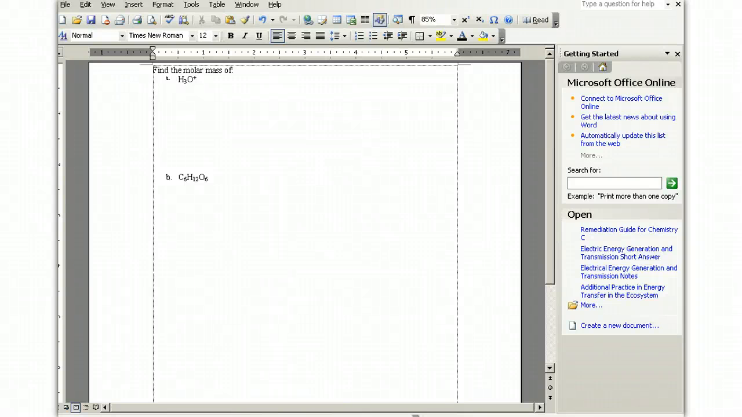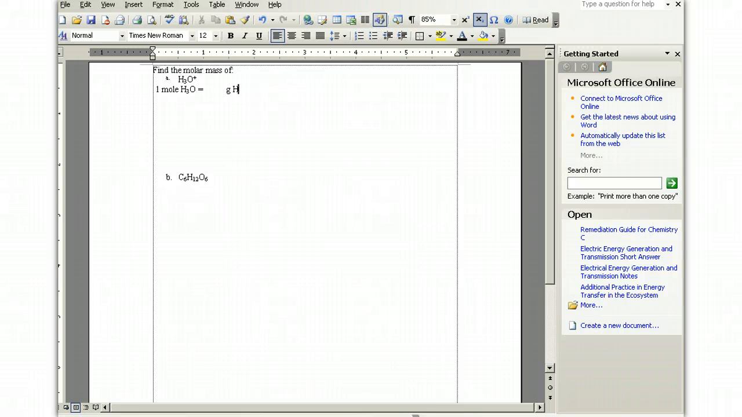Hello. Today we're going to focus on finding the molar mass of a compound. So what we're looking for is the number of grams that 1 mole of a given compound is equivalent to. So we're going to have to find that number using the periodic table.